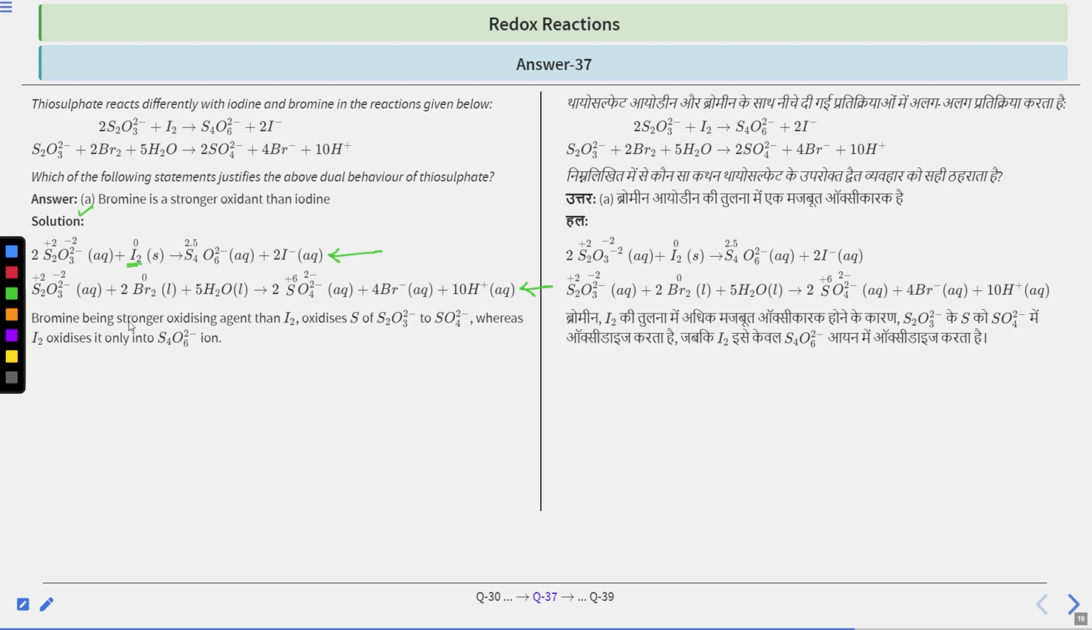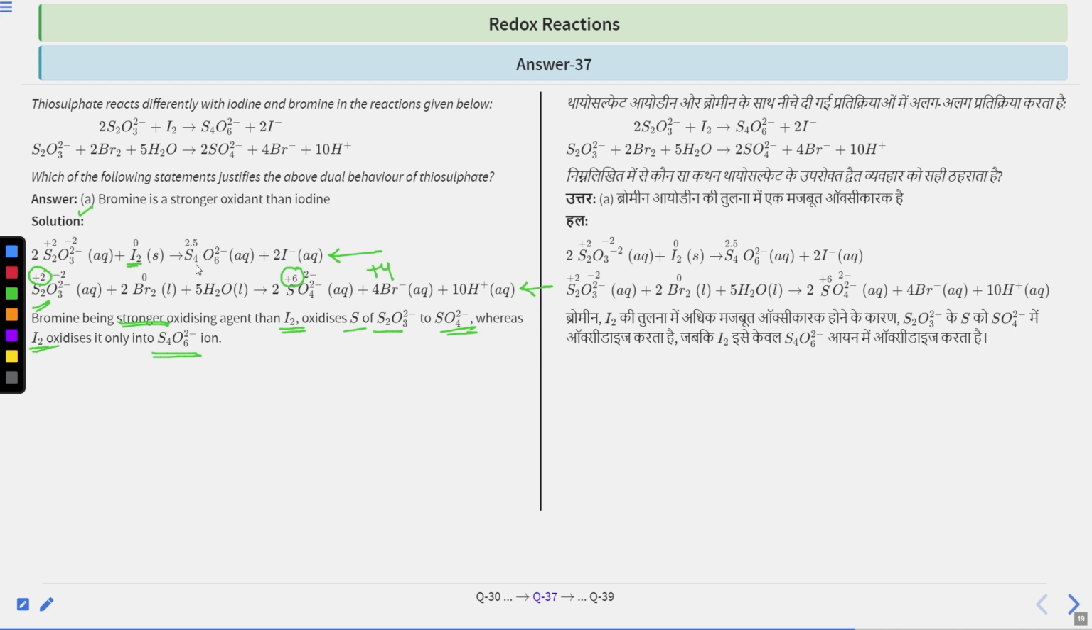So bromine, being a stronger oxidizing agent than iodine, oxidizes sulfur of S2O3 2- to SO4 2-, whereas iodine oxidizes it only into the S4O6 2- ion. Okay, so bromine being the stronger oxidizing agent, it is oxidizing the sulfur of S2O3 2- to SO4 2-. You can see that sulfur is increasing from +2 to +6. The difference is 4, plus 4, right?